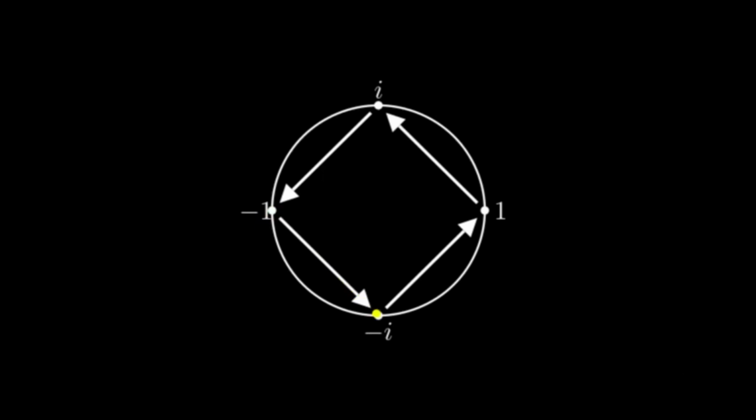Starting at 1, each multiplication by i rotates us 90 degrees counterclockwise, from 1 to i, from i to -1, from -1 to -i, and finally from -i back to 1. This cycle continues indefinitely. If we were to calculate i to the 5th power, we'd get i again, since i to the 4th is 1, and 1 times i is i. Similarly, i to the 6th would be -1, i to the 7th would be -i, and so on.